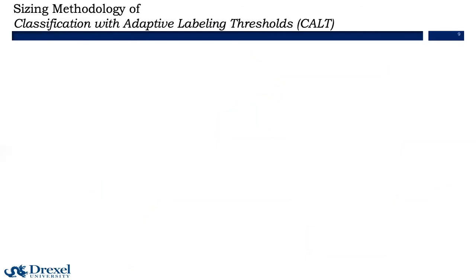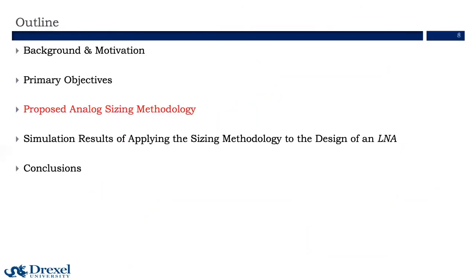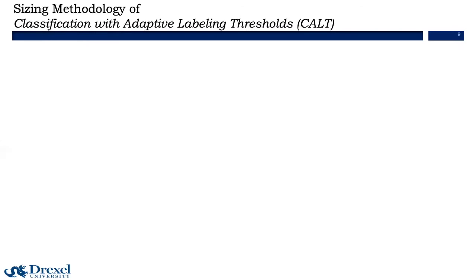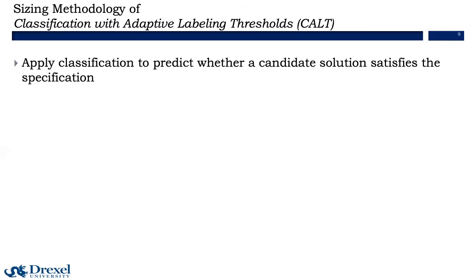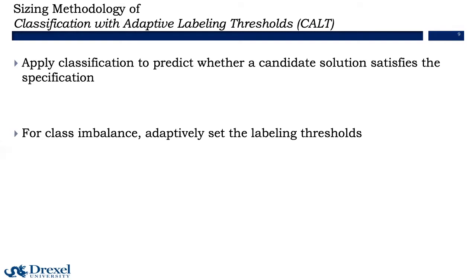So next, I will talk about the sizing methodology that we propose. So previously, we had another paper also published in MLCAD 2020 that proposes the classification with adaptively labeling thresholds. The key idea is to apply classification to predict whether a candidate solution satisfies the specification. And to handle the class imbalance problem, we propose adaptively setting the labeling thresholds.